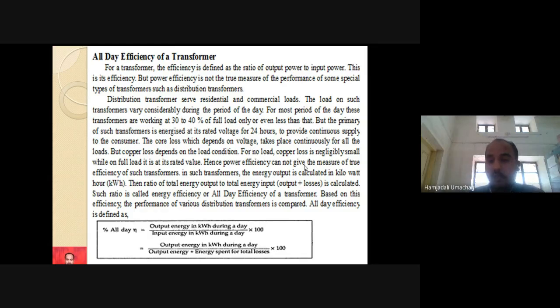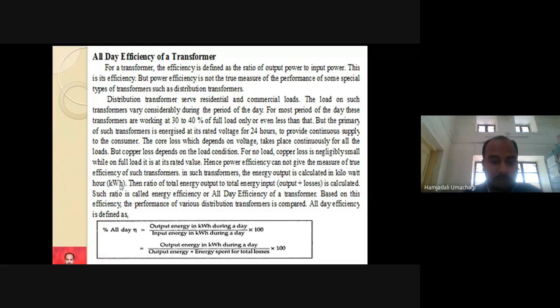Hence, power efficiency cannot give the measure of the true efficiency of such a transformer. So power efficiency will not give the exact efficiency of the transformer. For that sake, we need to take the efficiency of the transformer in terms of energy. In terms of energy, energy is nothing but what? It is the product of power multiplied by time. Power is in kilowatt, and time is in hours. So altogether, the unit of energy in electrical parameters is kilowatt hour, kWh.